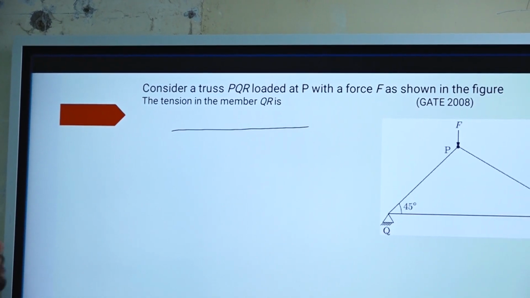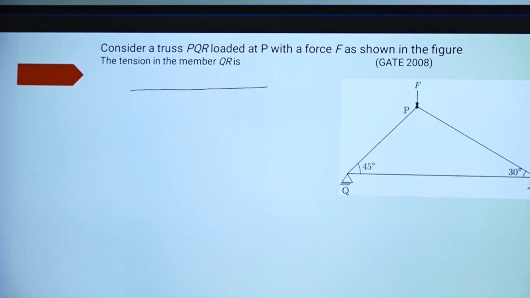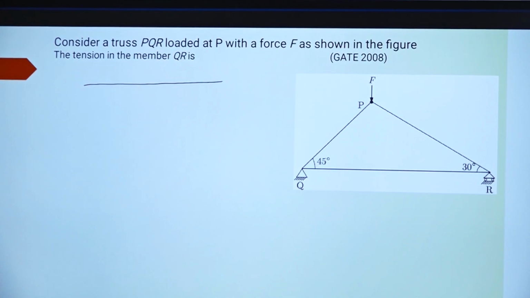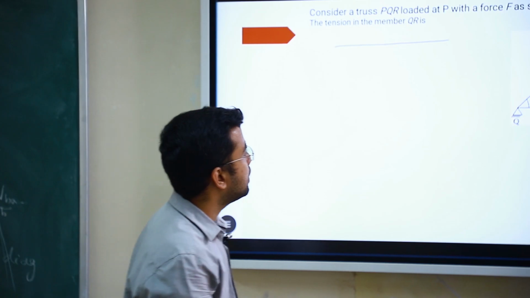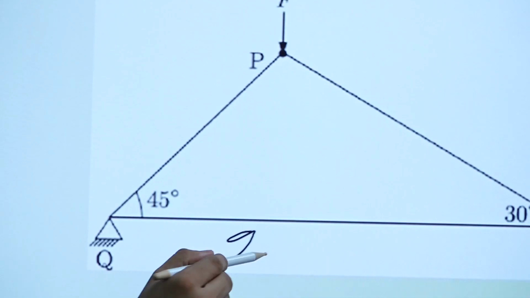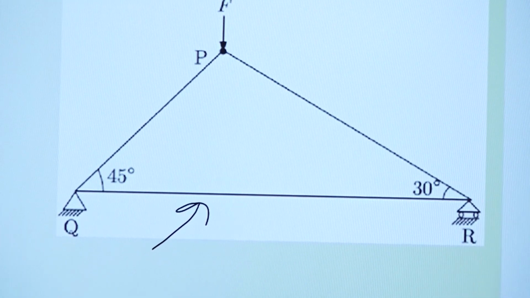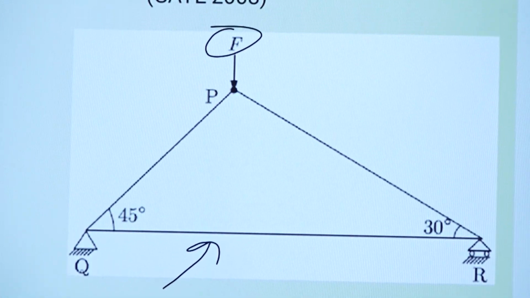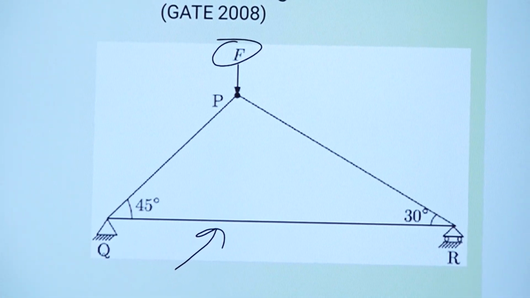So consider a truss PQR loaded at P with a force F as shown in the figure. The tension in the member QR is, so what do we need to find? Tension in this member. And what is given? Given is the force F. This point P is loaded with force F.